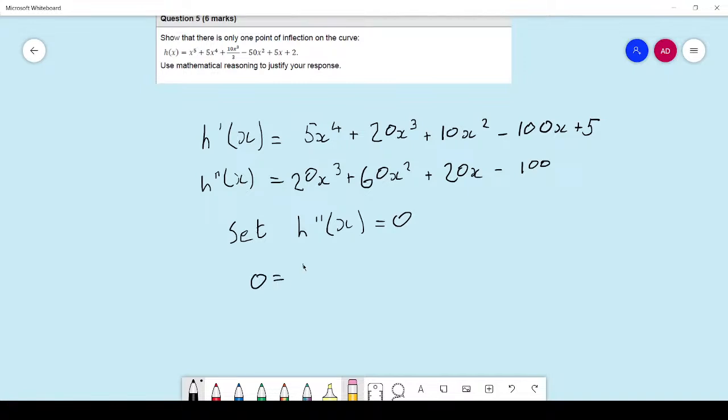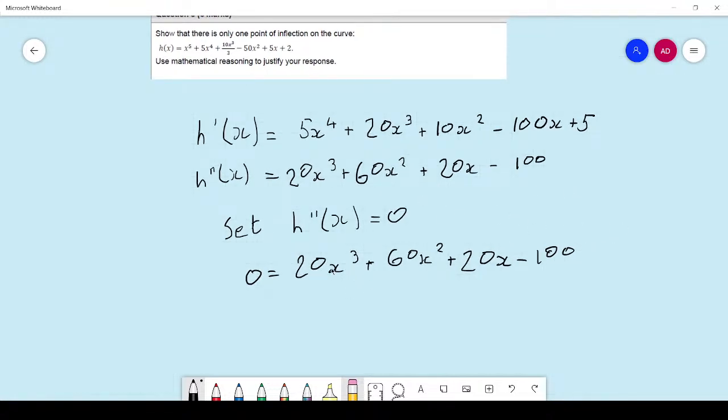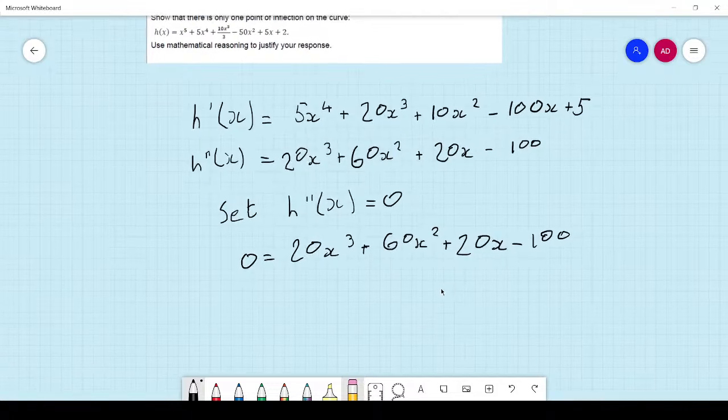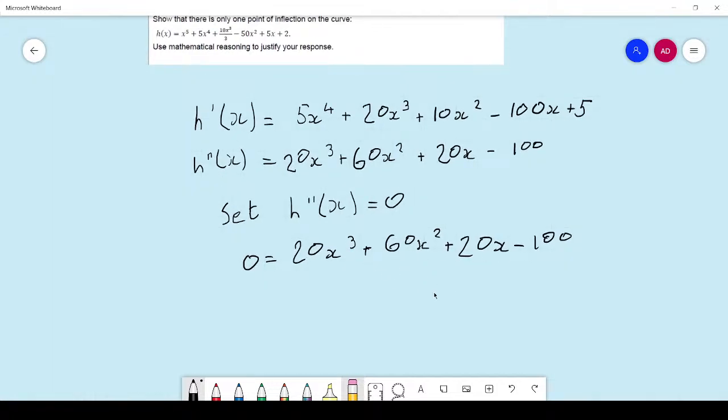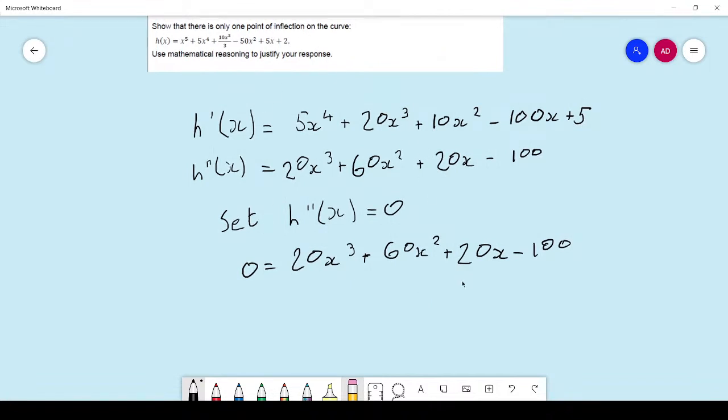So 0 equals 20x cubed plus 60x squared plus 20x minus 100. So basically what we're looking for to show that there is only one point of inflection, we would want to show that this equation here only has one solution. So by setting it to 0, we can try find the solutions such that this right hand side of the equation is equal to 0. So we're trying to find x values so that this right hand side is equal to 0, and if there's only one real solution to this polynomial, then we will have proved that there could only be one point of inflection on the curve. Right? So let's see what we can do with this right hand side.